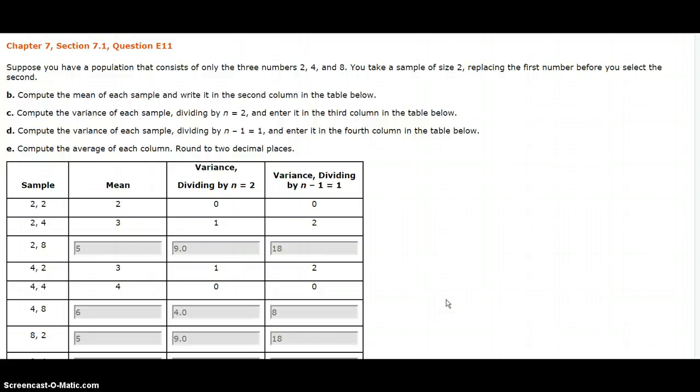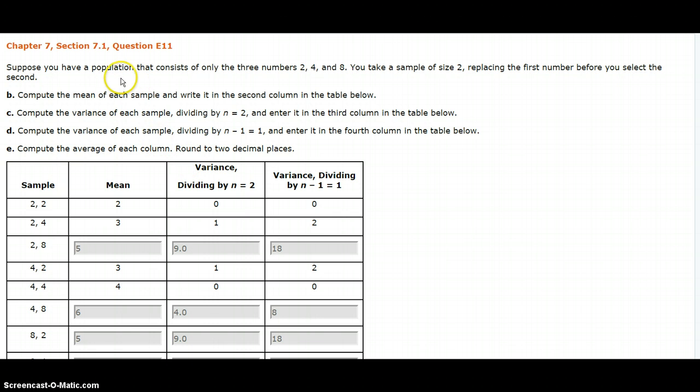Section 7.1, question E11. One of the mysteries of the formulas for many statistics students is why, when we take a population standard deviation or variance, we divide by n, and when we take a sample variance or standard deviation, we divide by n minus 1 in the formula. This exercise is meant to get at why that is.